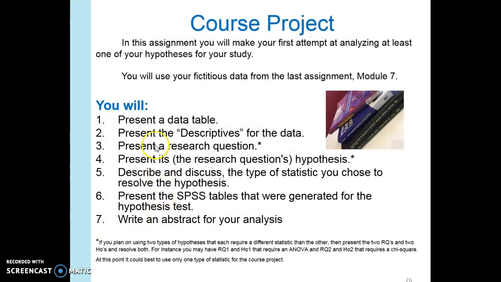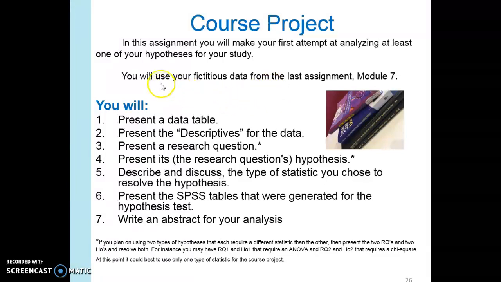Let's talk about the course project, because you can watch those 5 videos on those analyses, and you'll find out exactly how to do the 3 homework problems on the Pearson and Spearman values. Here's what you're going to do. You're going to make your first attempt at analyzing one of your hypotheses for your study. And you will use your fictitious data from the last assignment, unless as you go through this you find out you need to change that fictitious data.